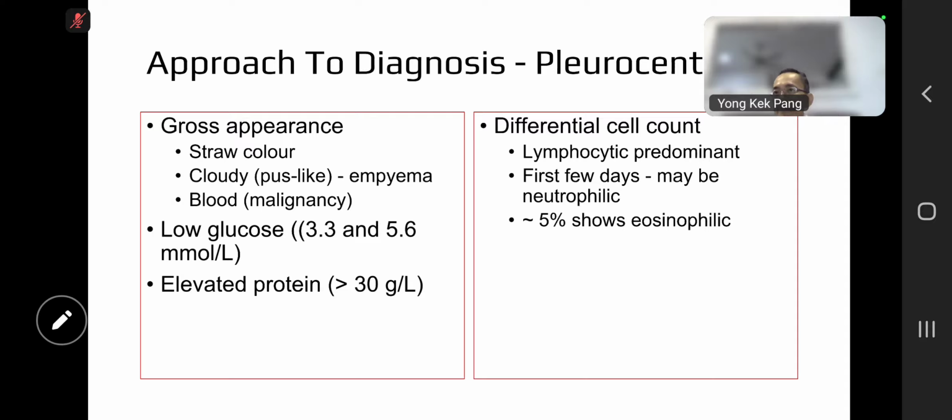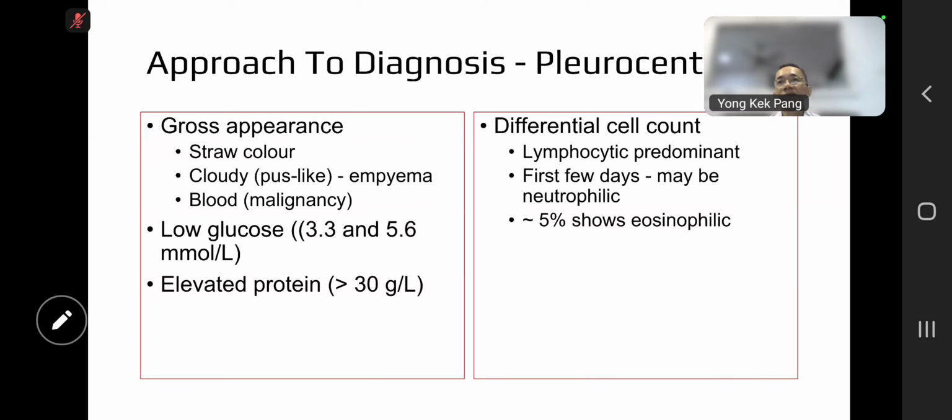But we have to bear in mind that for the first few days, the pleural fluid might be predominantly neutrophilic. So it's not totally excluded if you find predominantly neutrophilic inflammation, particularly when the patient presents with acute pleural effusion. So in some of these cases, you might want to repeat the pleurocentesis.